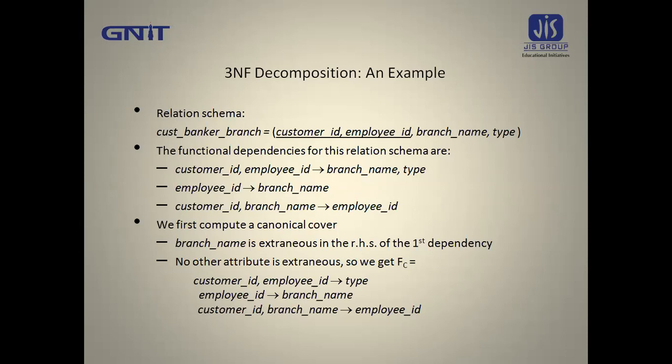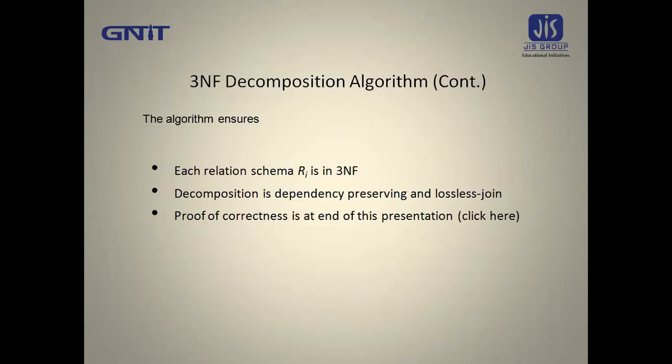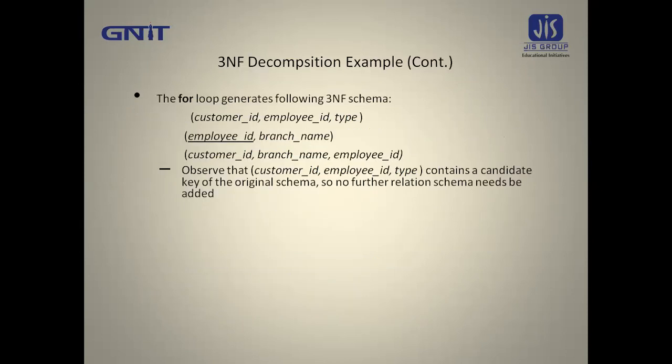Okay. Now the for loop in our previous algorithm will generate the following schemas: customer ID, employee ID, and type, the first one; employee ID branch name, the second one; and customer ID branch name, employee ID, the third one. Now you can observe that customer ID, employee ID, and type contains the candidate key of the original schema. So no further relation schemas need to be added.